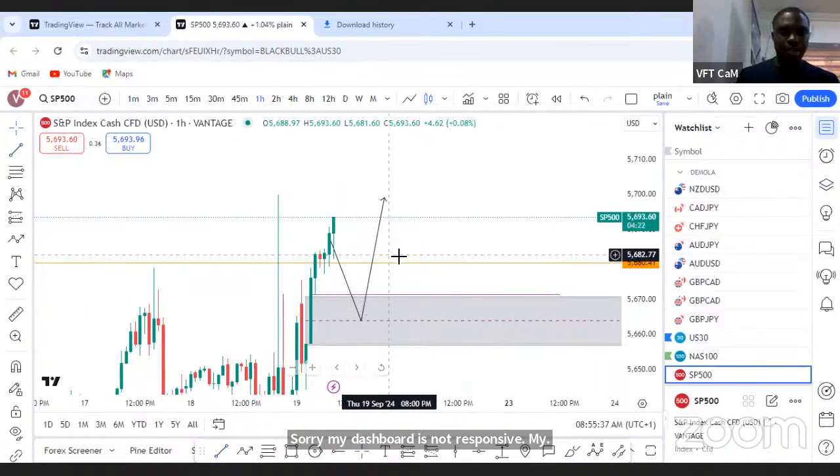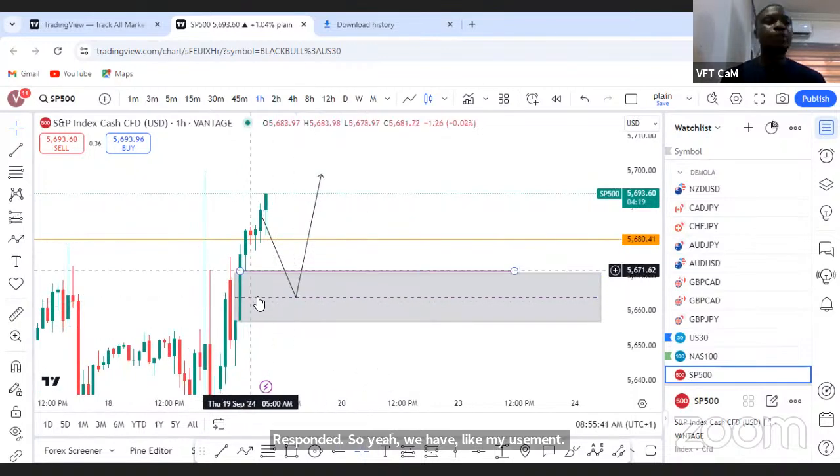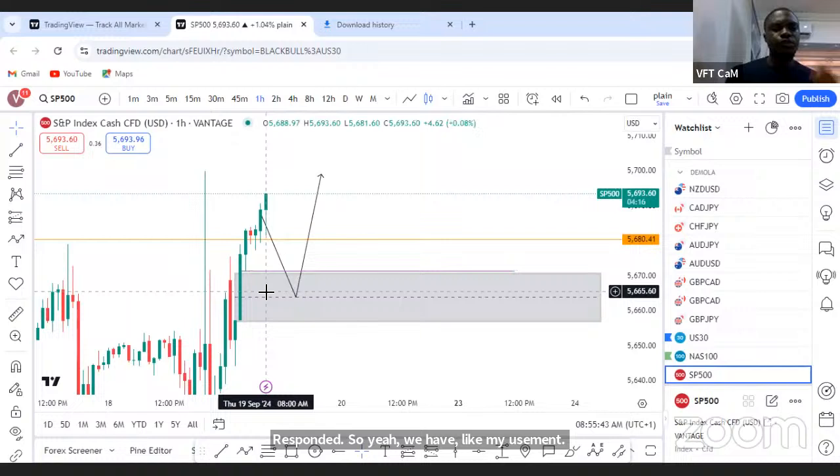So here we have my inducement, right? This one will serve as my inducement, and then price is going to tap into say 50% of this fair value gap. Ultimately, it will continue to ride to the upside. That's what I'm looking at for S&P 500 this morning.